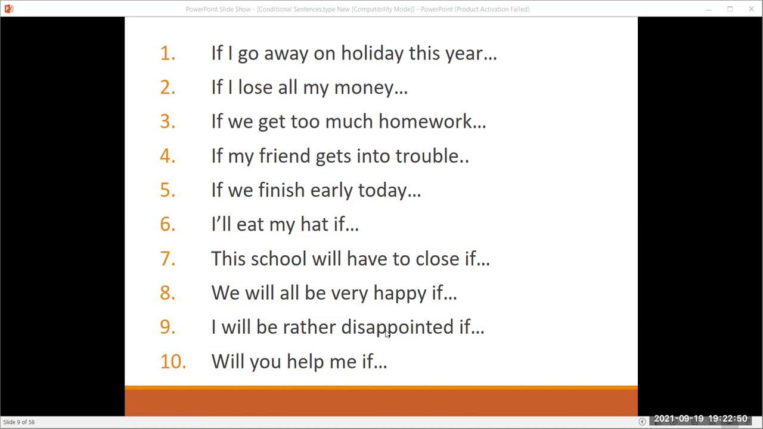I'll eat my hat if. No, it's symbolic. It does not mean you are actually eating your hat. It's symbolic. This school will have to close if. We will all be very happy if. I will be rather disappointed if. Will you help me if?